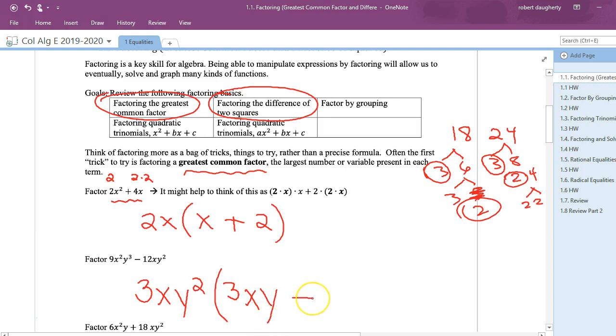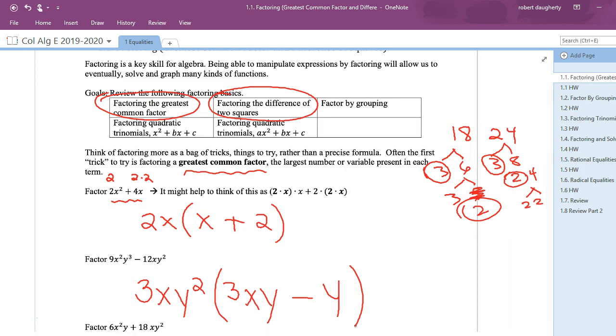Minus sign. What do I multiply 3 by so that I get a 12? That's 4. What do I multiply x by so that I get x? 1. Okay, so I don't have to do anything there. What do I multiply y squared by so I get y squared? That's 1. So there we go. 3xy squared, 3xy minus 4.